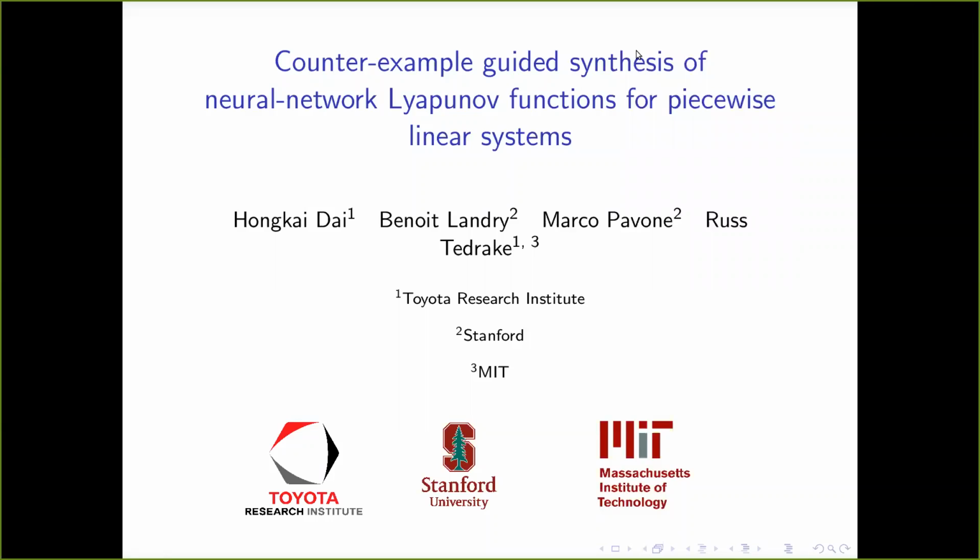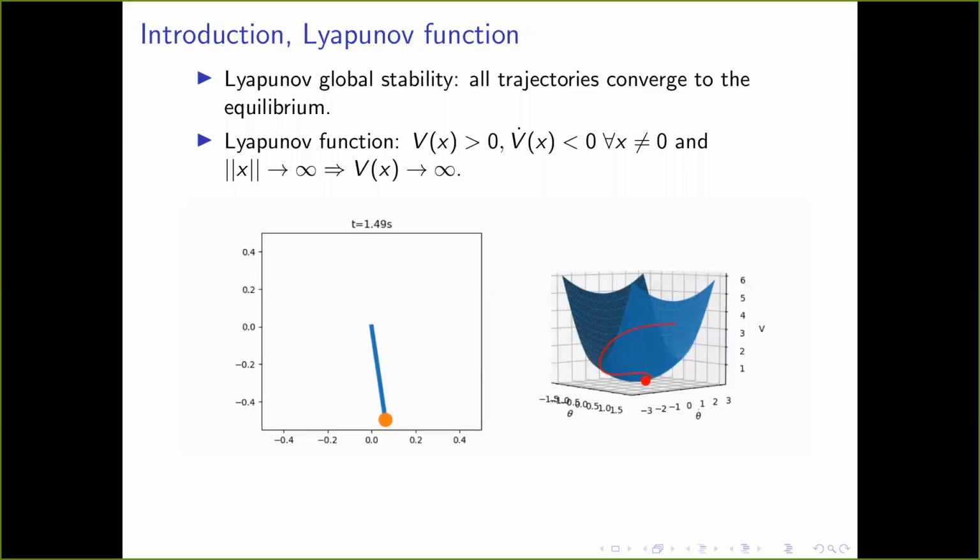Hello everyone, I'm going to present counterexample guided synthesis of neural network Lyapunov functions for piecewise linear systems. In this paper, we are interested in proving the Lyapunov global stability of a dynamical system. Namely, all trajectories should converge to the equilibrium.